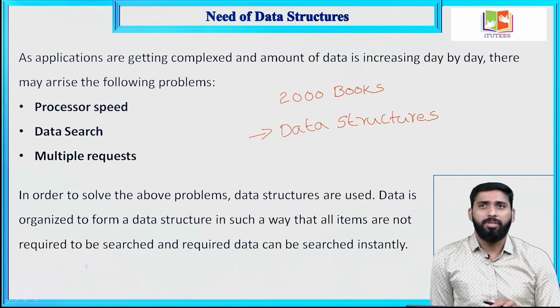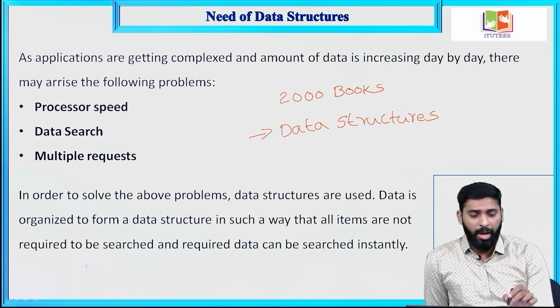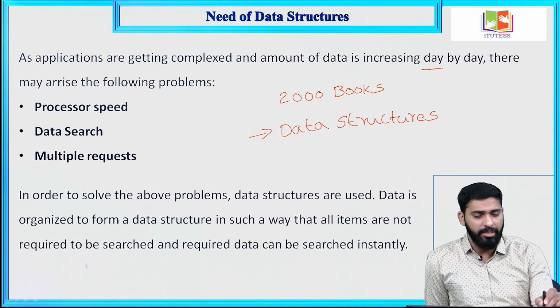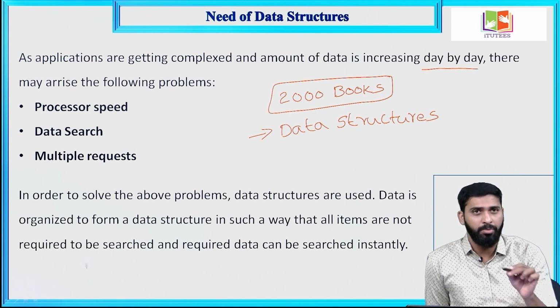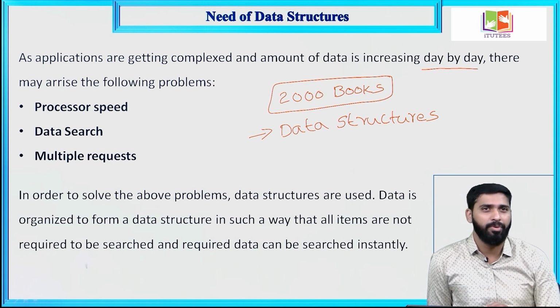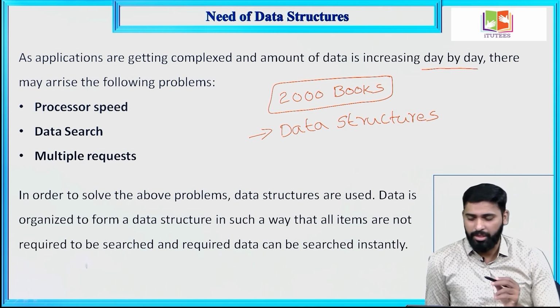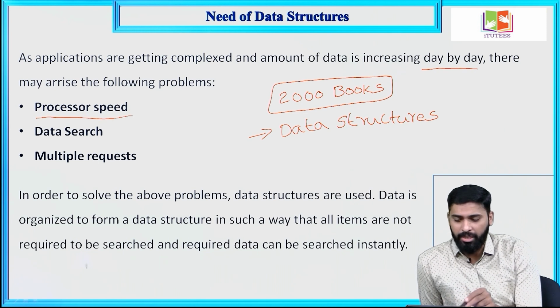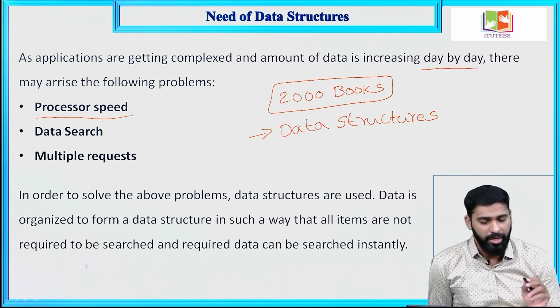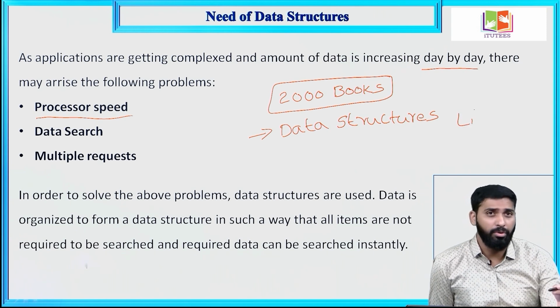So what is the first one? Here the amount of data is increasing day by day. What it means is that we have a huge amount of data: 2000 books, which is a huge amount of data. Now, what problems are we facing if there is no data structure concept? One is processor speed. In the library management system, we are going to retrieve the data. Now we are going to write one program. Let us assume this is the program.